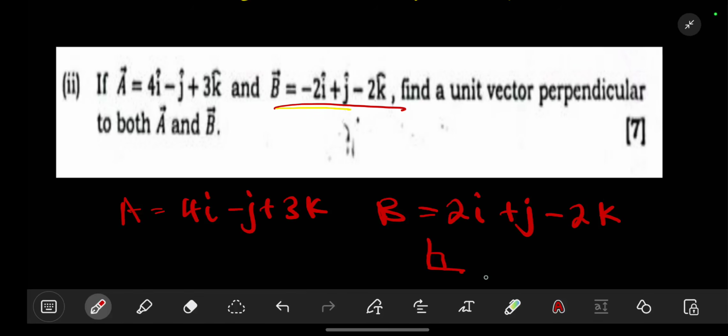That means their dot product is equal to 0. However, if we are looking to find a unit vector perpendicular, so if you are looking for a vector that is perpendicular to both A and B, you are looking at the cross product.